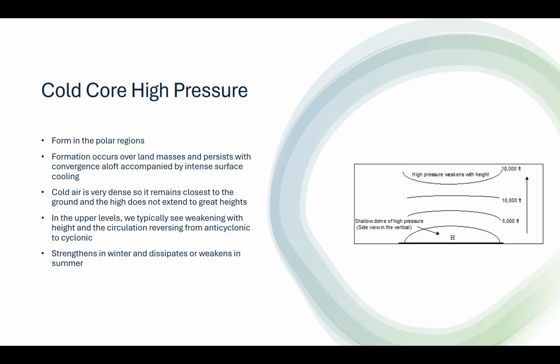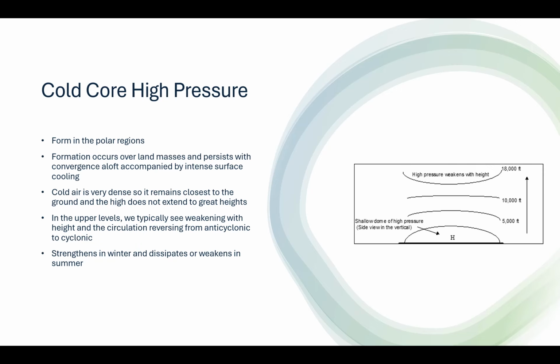Now let's talk about cold core high pressure. These generally form in the polar regions. The formation occurs over land masses and persists with convergence aloft. Remember that air coming together aloft, accompanied by intense surface cooling, which makes a lot of sense. In the polar regions, you generally have a snow-covered landscape. Cold air is going to be very dense, so it remains closest to the ground, and the high pressure does not extend to great heights for cold core highs.